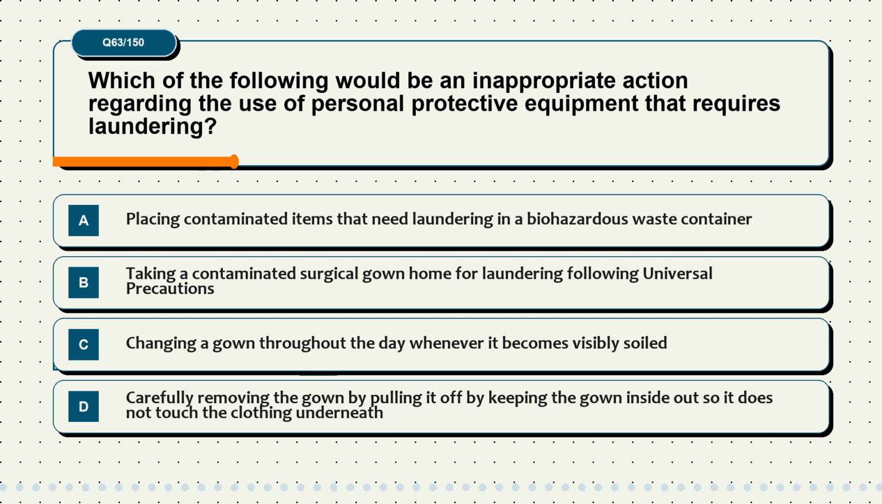Here are the options. Option A. Placing contaminated items that need laundering in a biohazardous waste container. Option B. Taking a contaminated surgical gown home for laundering following universal precautions. Option C. Changing a gown throughout the day whenever it becomes visibly soiled. Option D. Carefully removing the gown by pulling it off by keeping the gown inside out so it does not touch the clothing underneath.